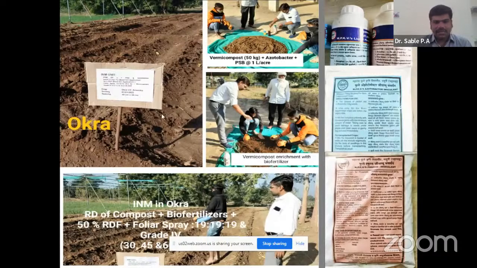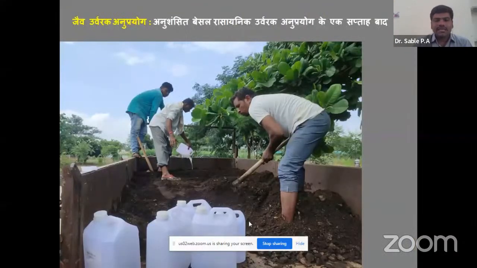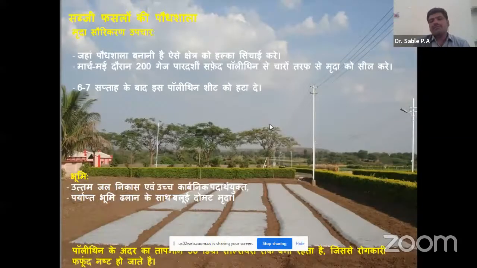And second thing is that there should be proper soil moisture. Now this is the method of enrichment of the organic manure with the biofertilizers. Now, as per our theme of the webinar, integrated crop management in vegetable crops, regarding the cultivation of vegetable crops, the vegetable nursery is very important. So here we can look into the nursery management of the vegetable crops.